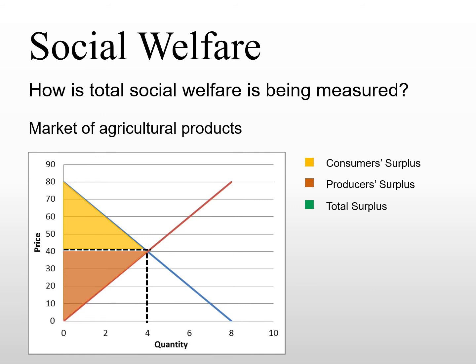In order to calculate the total surplus received by a single market, we can take a look at the total size of the two triangles. By adding the consumer surplus and the producer surplus in this one single graph, it helps us capture the total surplus received by the single market in this one single model.